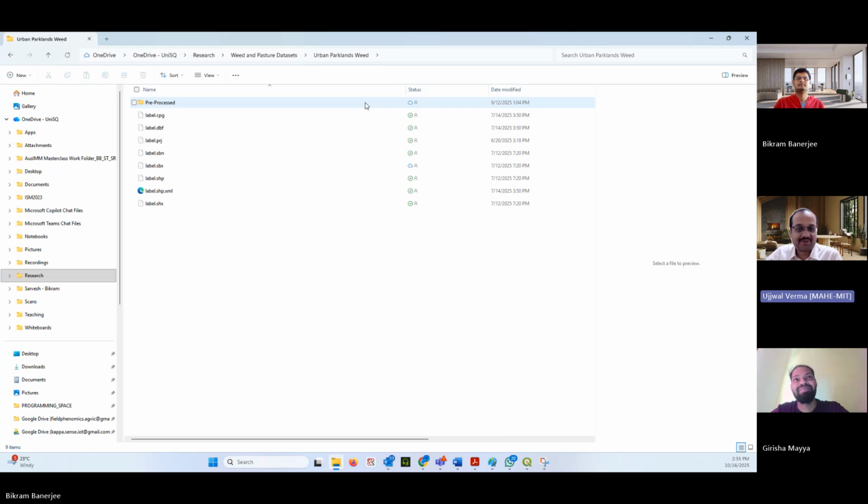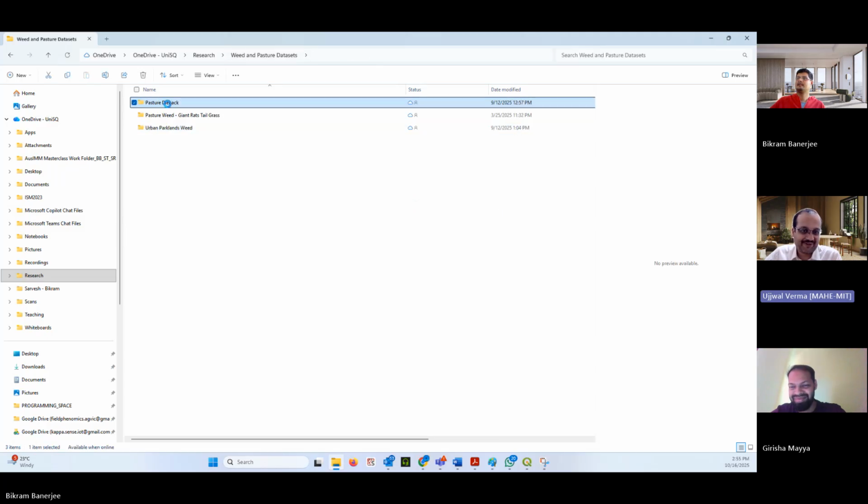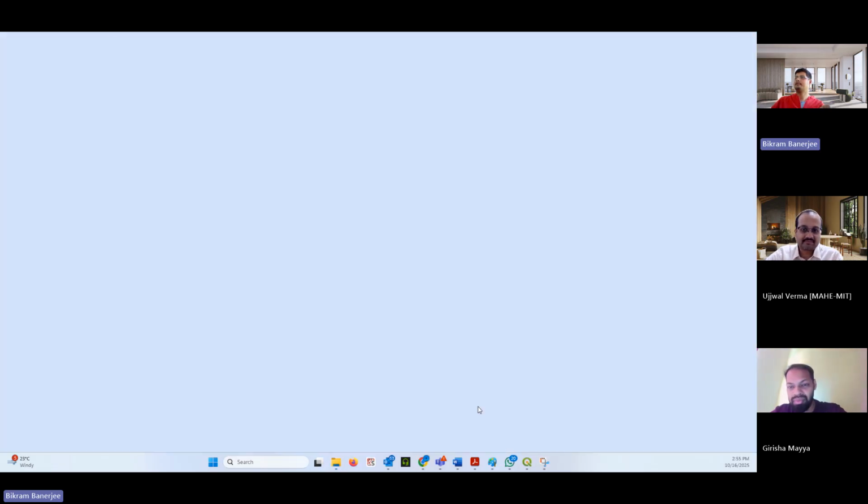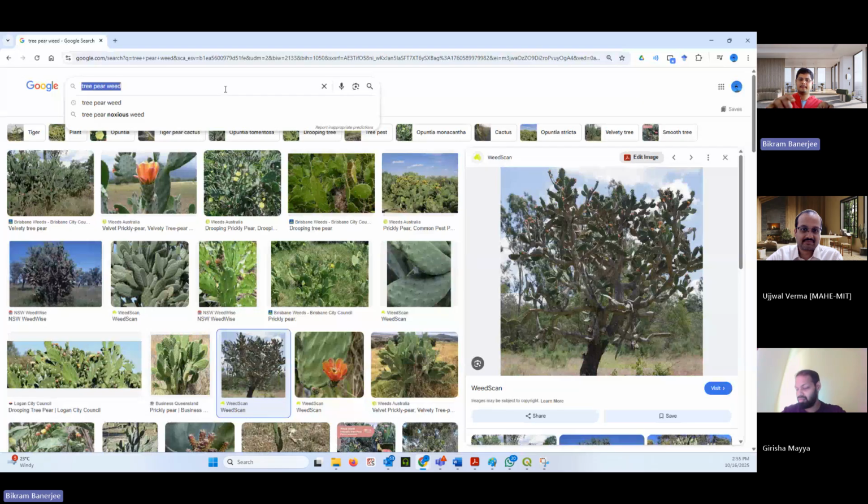So I think we can move to the last one, the third one also. We can have a discussion. Although, to be fair, I have not gone through the data set. No worries. This is the one that we have recently started looking at, pasture dieback. It's a very unique problem, and maybe I will first give a bit of background.